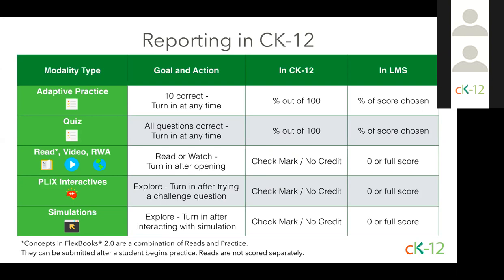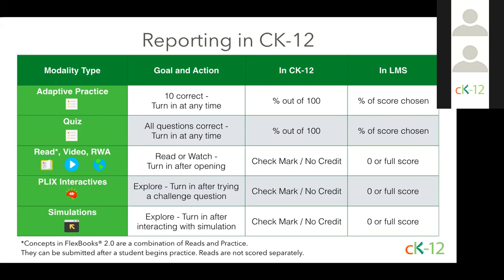So those are two actual score values that you could get there. The other ones give you full or no credit. They're really learning modalities. So our standard text, video, RWAs, which is that real world application, they can turn that in once they've opened it and started to access that learning. For interactives and simulations, they have to do a little bit of exploration before they can do that. So I think in Plix, it wouldn't let me turn it in until I did a challenge question or two. Simulations, you have to start doing that part. And those are full or no credit. So check mark in CK-12 or no check mark. And then if you made it 10 points for that Plix, they would get 10 points or no points.